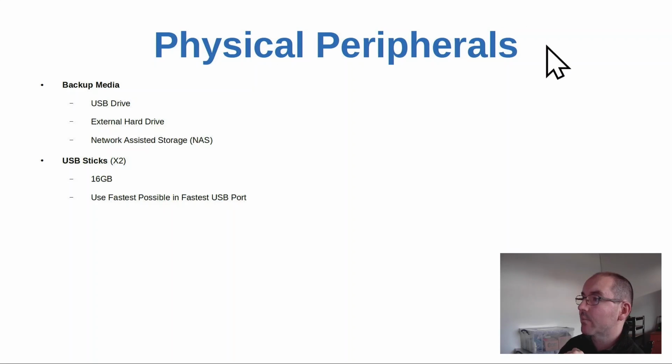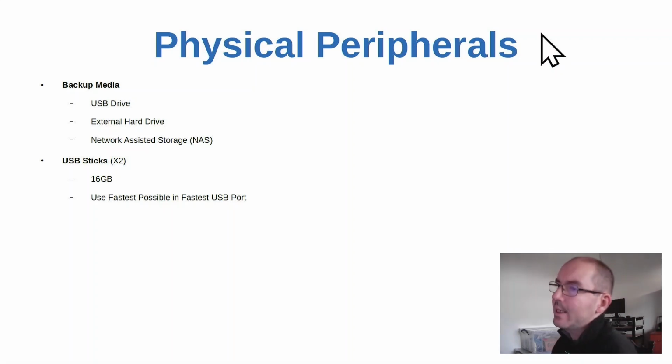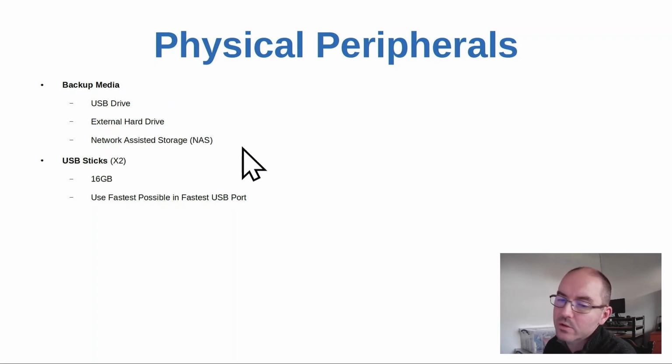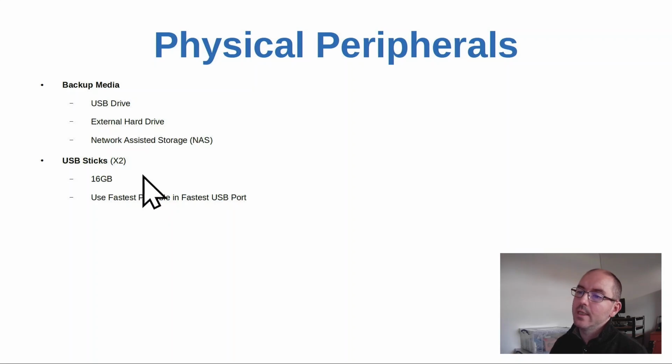So here are the physical peripherals I recommend to continue on with this install process. You'll have to back up your files, so you'll need some media to back up onto: USB drives, external hard drives, network attached storage. Then you'll need a couple of USB drives, one to put the Windows 10 installation on, and one for the Windows 11 installation. They have to be 16 gigabytes minimum, and I recommend using the fastest USB ports possible so that you can do the installations quicker.